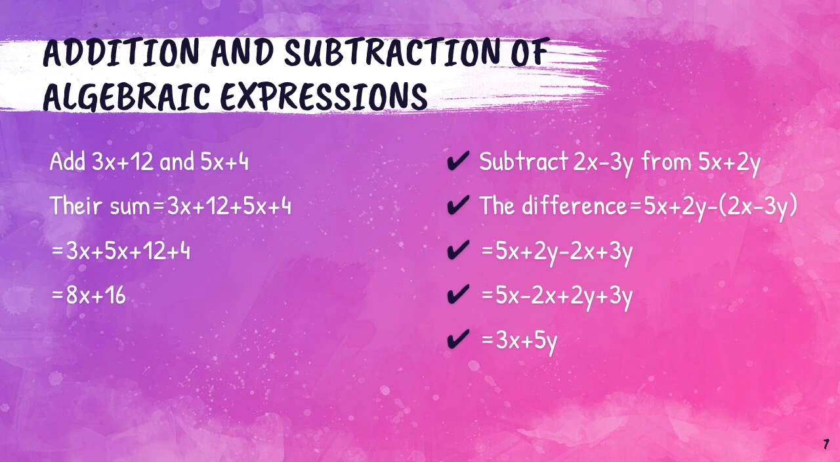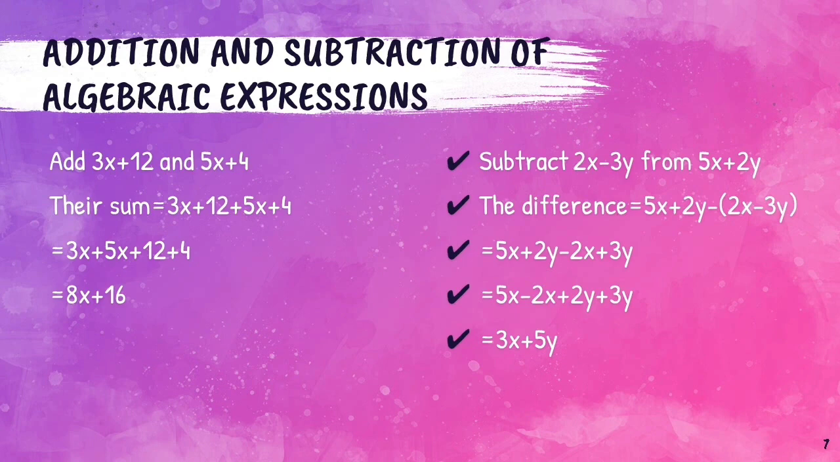Now to find the sum we need to combine the like terms. So 3x plus 5x, they are like, having the same variable, and then the constants, 12 plus 4. So 3x plus 5x is equal to 8x, whereas 12 plus 4 is 16. So here the sum is 8x plus 16.